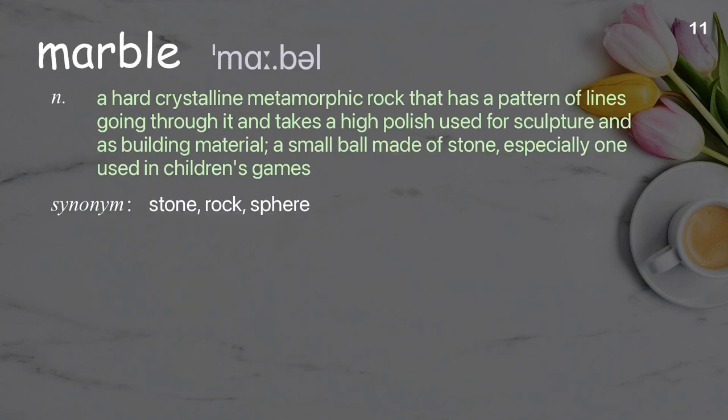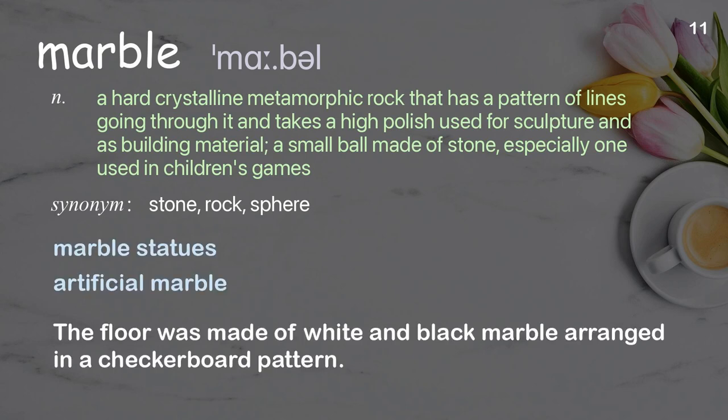Marble. A hard crystalline metamorphic rock that has a pattern of lines going through it and takes a high polish used for sculpture and as building material, a small ball made of stone, especially one used in children's games. Examples. Marble statues. Artificial marble. The floor was made of white and black marble arranged in a checkerboard pattern.